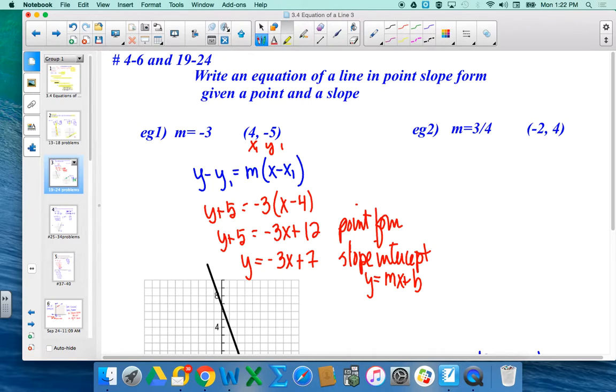Once again, I think it's important you label this x1, y1. You write the formula down. y minus y1 is equal to m times x minus x1.